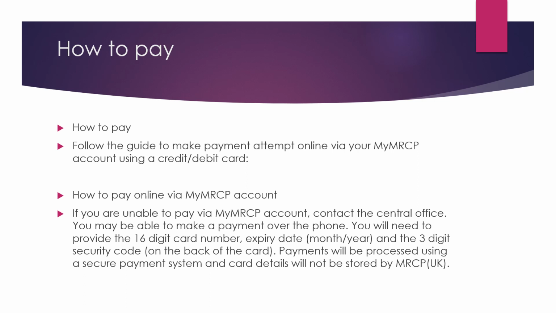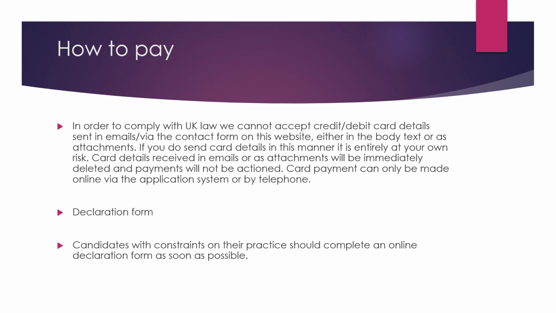You will need to provide the 16-digit card number, expiry date, including month and year, and the 3-digit security code on the back of the card. Payments will be processed using a secure payment system, and card details will not be stored by the MRCP organization. In order to comply with UK law, the Royal College cannot accept credit or debit card details sent in emails or via the contact form or on the website, either in the body text or as attachments.